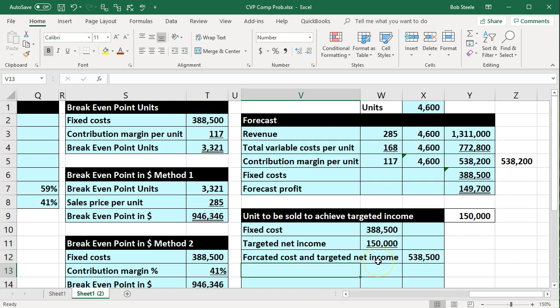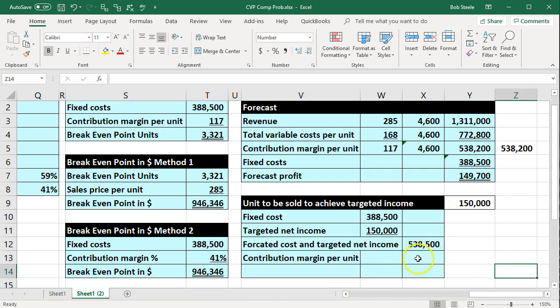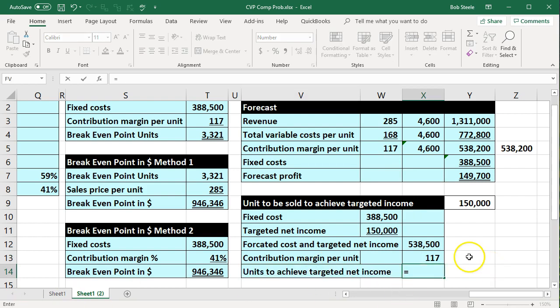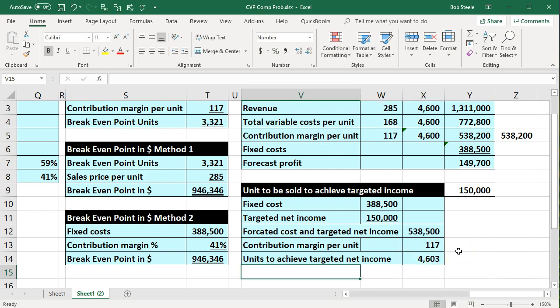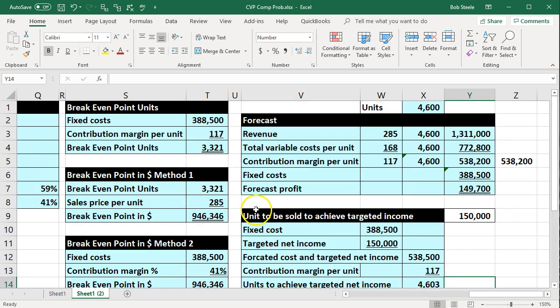And now we're going to take our contribution margin per unit, and that's going to be our 117. So this is going to be equal to the 117 up top. And then we have the units to achieve the target. And that's going to be equal to the forecasted cost and targeted net income divided by the contribution margin per unit. So if we think about that, let me add an underline here, and we'll double underline this one. If we consider that, that would make sense. It's the same calculation that we have over here.